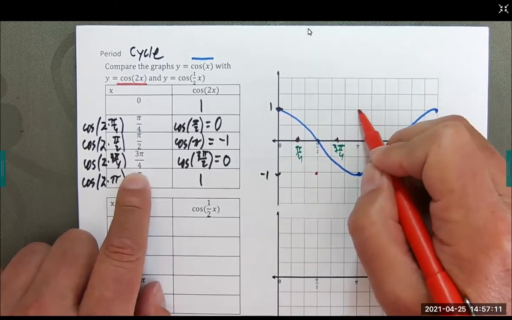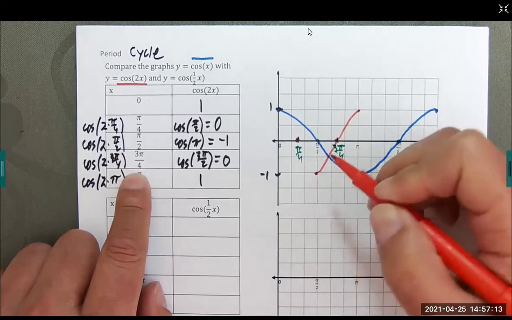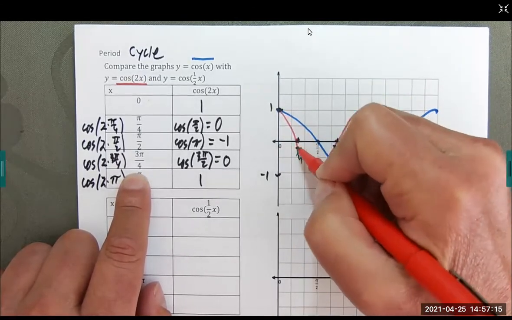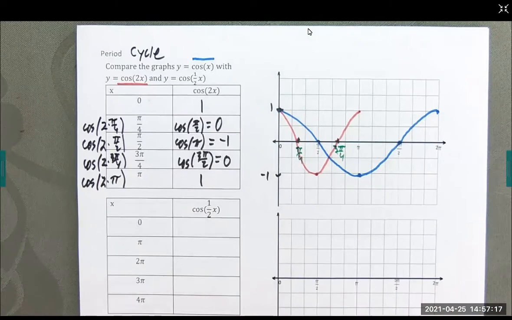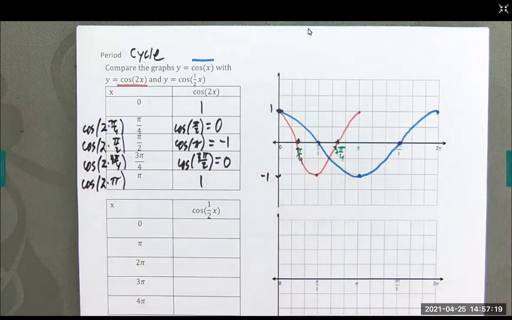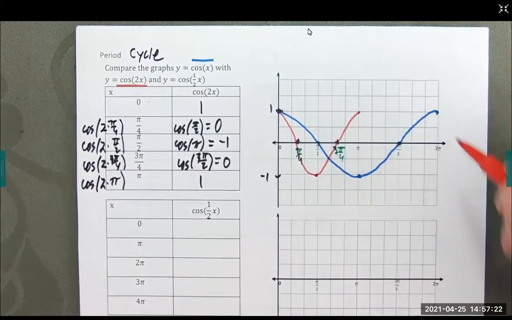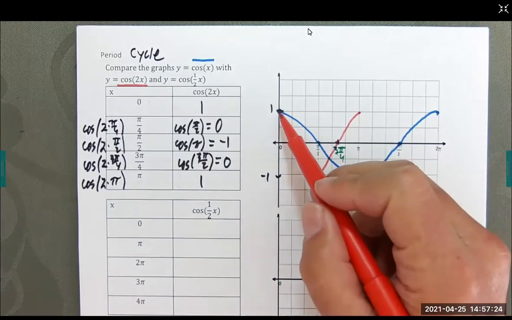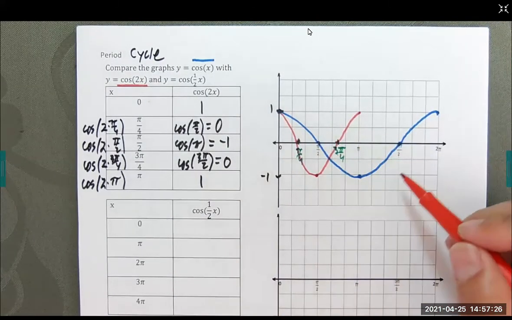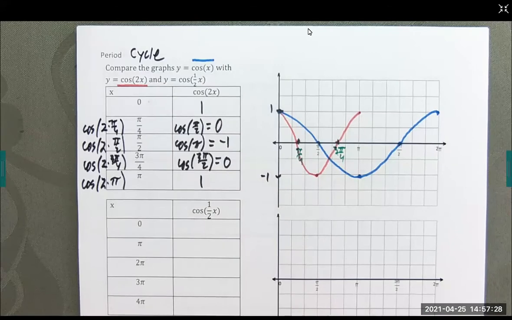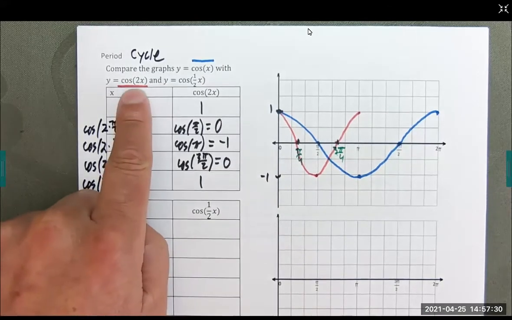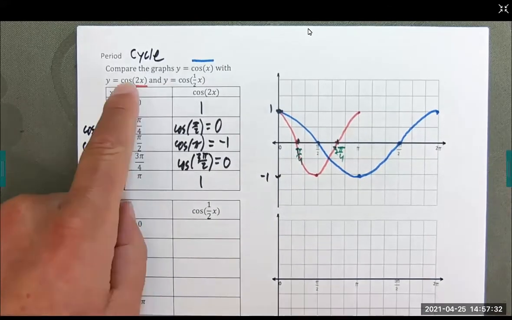And you can see what this has done to our cosine curve. It has compressed it. So we would actually get 2 full periods where for the blue, the regular cosine one, we get 1 full period. In fact, as that number in front of the x gets larger, the more it gets compressed.